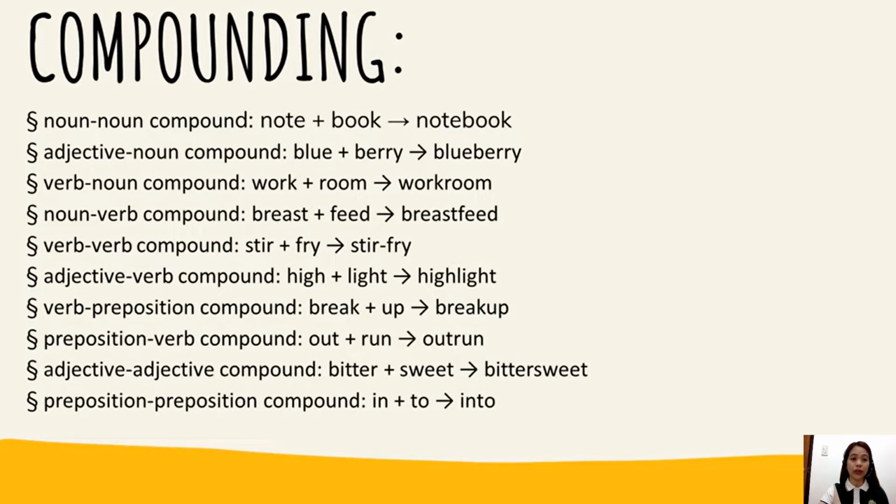So, we have noun and noun, compound: notebook. Note is a noun. Book is a noun. Put it together, it became notebook. Adjective is blue. Noun is berry. Blueberry. Verb, work. Noun, room. Workroom. Noun, breast. Verb, feed. Breastfeed. Verb, stir, and verb, fry: stir fry. Adjective, high. Verb, light. Highlight. Verb, break. Preposition, up. Break up. Preposition, out. Verb, run. Outrun. Adjective, bitter. Adjective, sweet. Bittersweet. And last one, preposition in and preposition to: into.